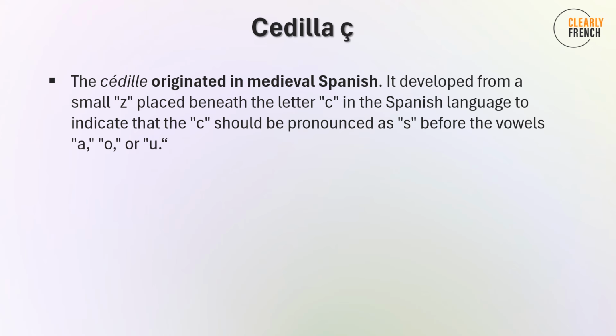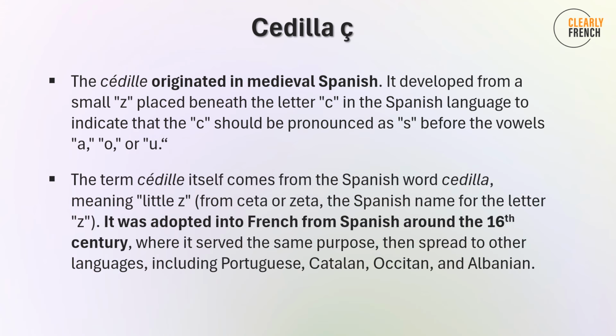Now let's have a look at the cedilla, which is an interesting one because of its history. It originated in medieval Spanish, developed from a small Z placed beneath the letter C to indicate that the C should be pronounced as S before the vowels A, O, or U. The term cedille itself comes from the Spanish word cedilla, meaning little z, from zeta, the Spanish name for the letter Z. It was adopted into French from Spanish around the 16th century, where it served the same purpose, and then it spread to other languages, including Portuguese, Catalan, Occitan, and Albanian.